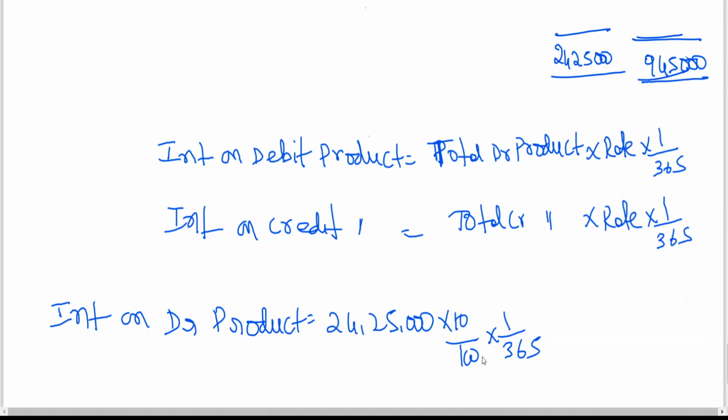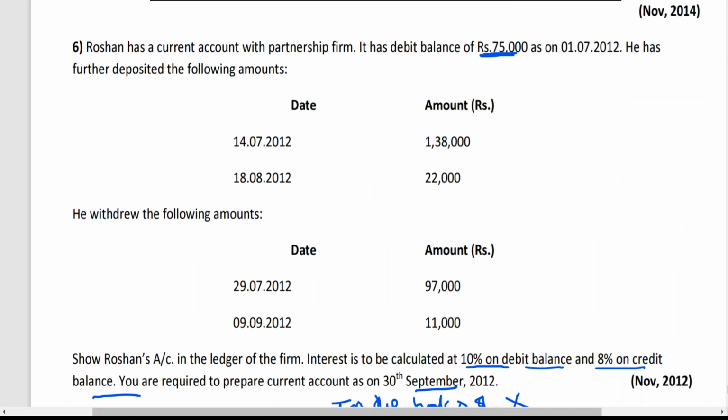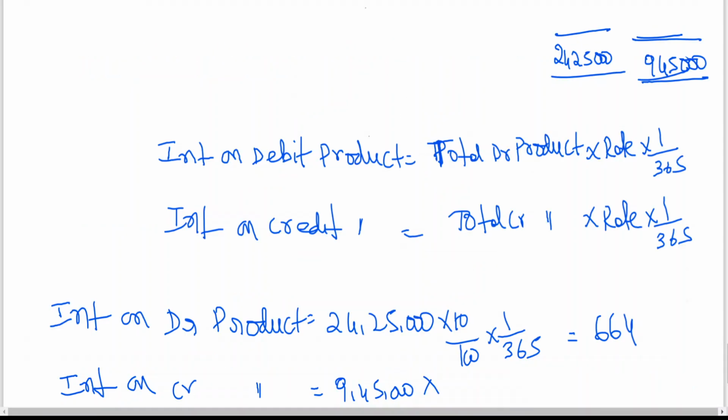It is coming to 664 rupees. Approximately, I am rounding off 664 rupees. Next, interest on credit product. 9,45,000 into the percentage he has given. Debit product 10%, credit product has given 8%.